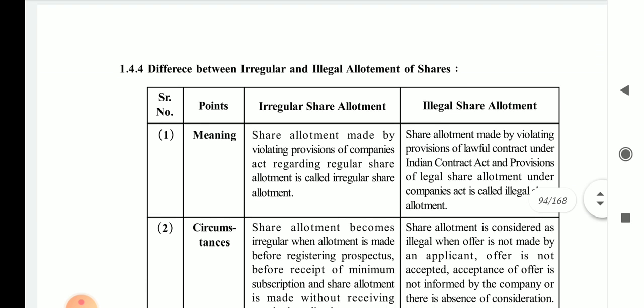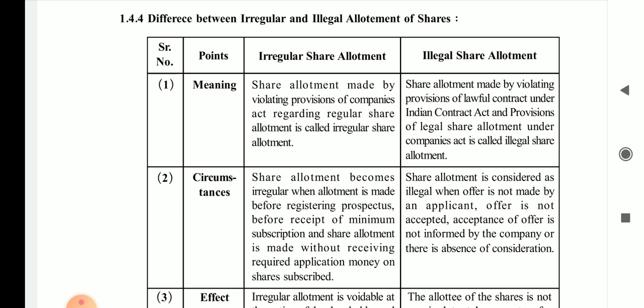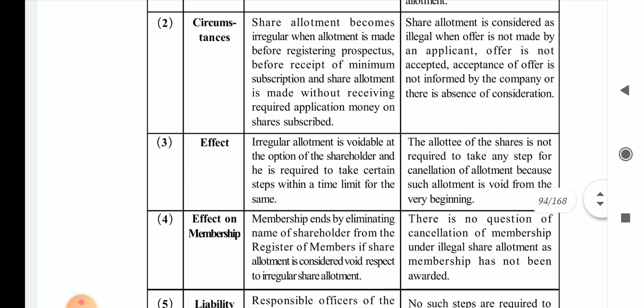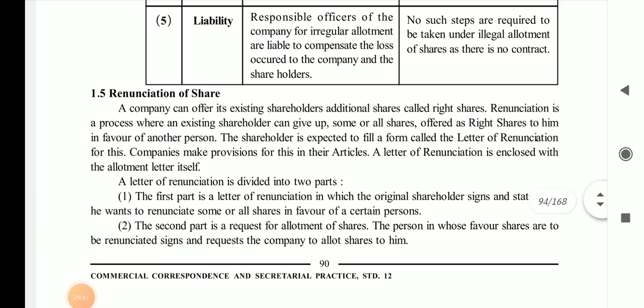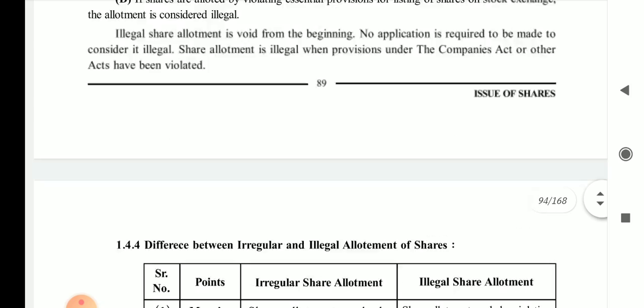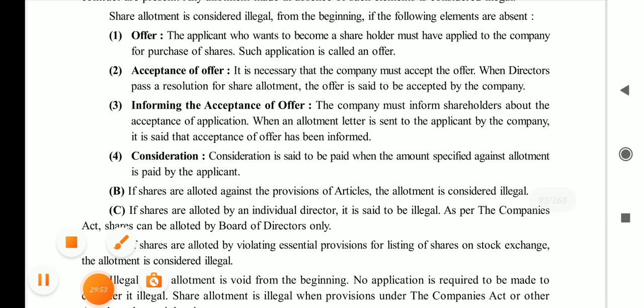Now you have to read the difference between irregular and illegal allotment, which we have learned in detail. In homework you must compulsorily read this difference, and if you have any doubt you can ask me. From the next lecture we are going to start the renunciation of shares, and before that you have to read this difference and go through the whole video. If you have any doubt, you can ask me.